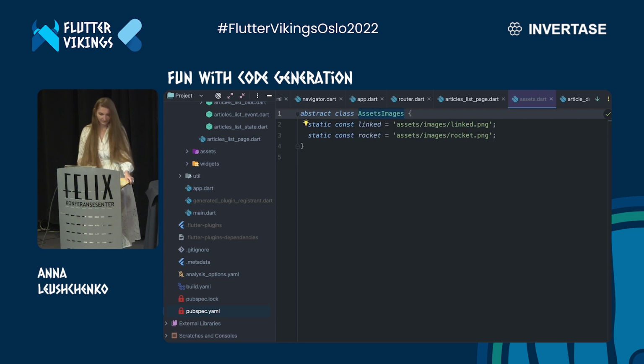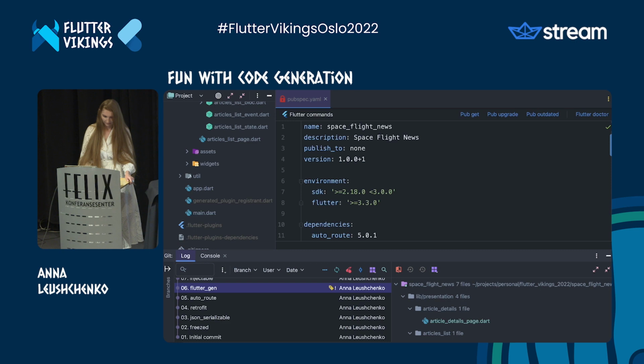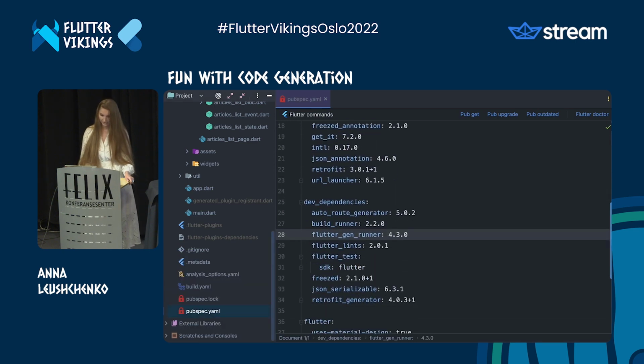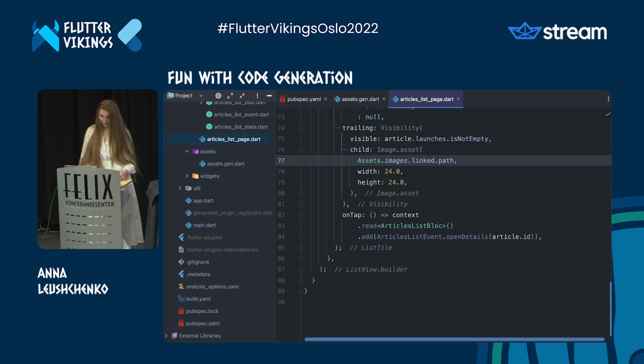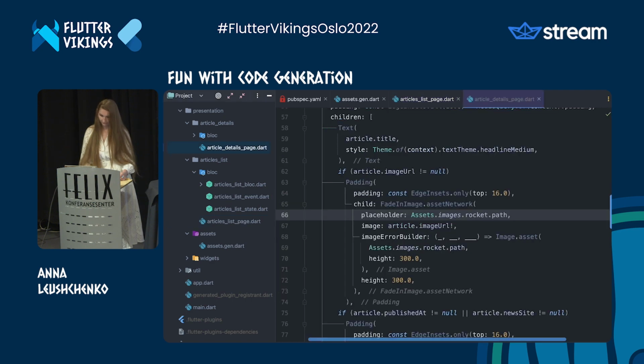That is why I'm going to delegate this task to a code-generating package called FlutterGen by Daichi Fukuyama. I have a new dev dependency, FlutterGen Runner. It has generated a new file, listing all the images I have in the assets folder. If I had some fonts, it would also list them here. I have updated the UI to use these new classes.